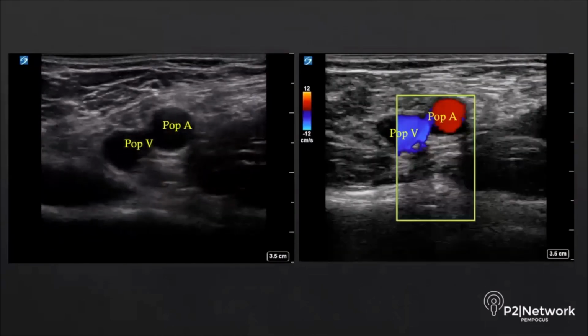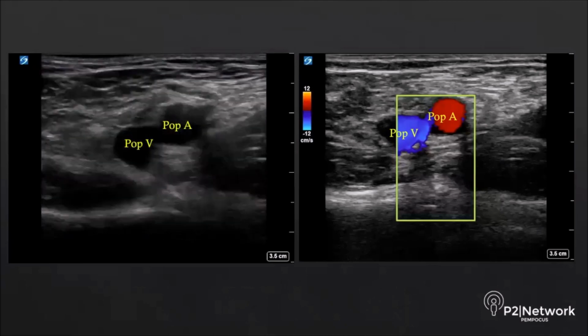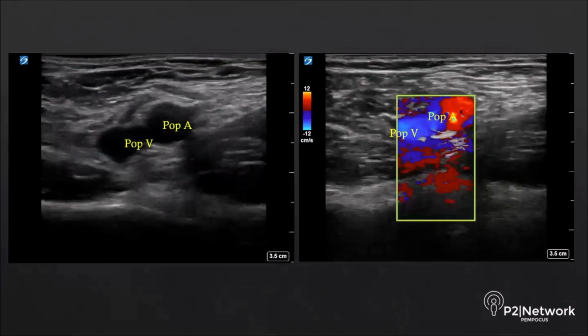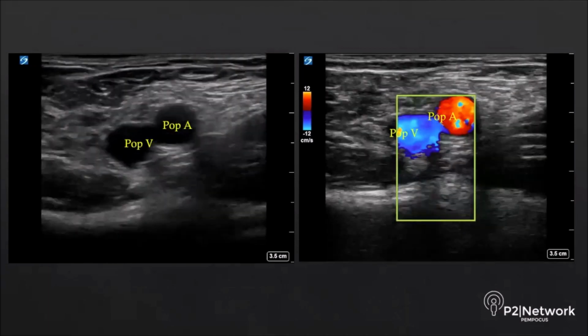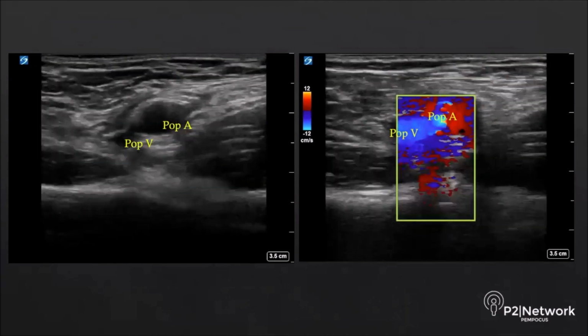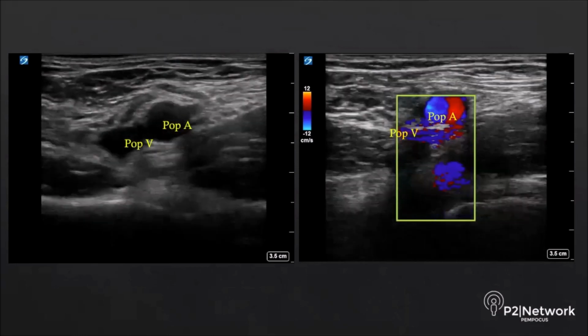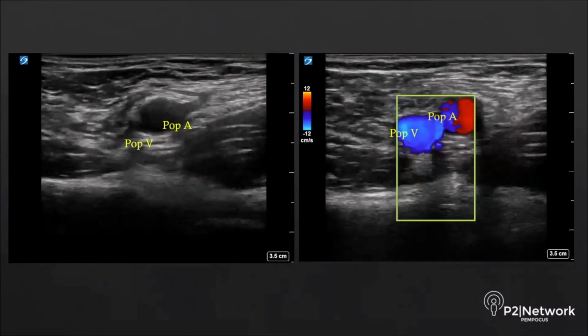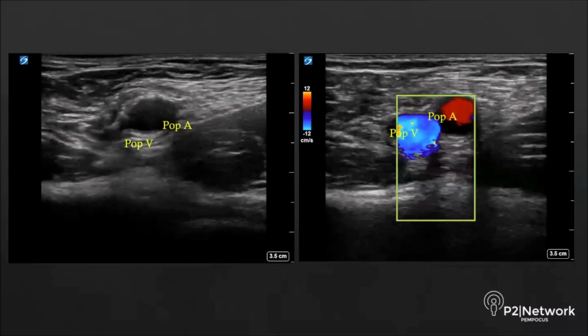Here's an example of the popliteal vein being compressed. You see here that the popliteal artery remains patent, whereas on the left side the popliteal vein is compressed with pressure. On the right side, you see a color Doppler being performed. We're looking for the patency of both the vein as well as the artery.